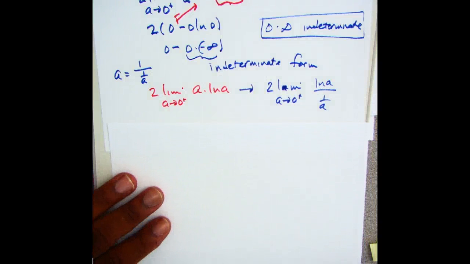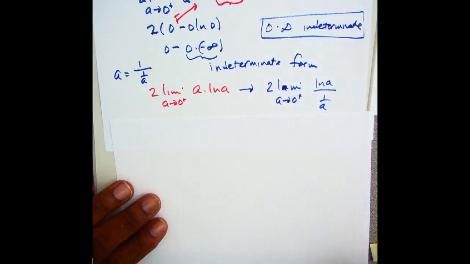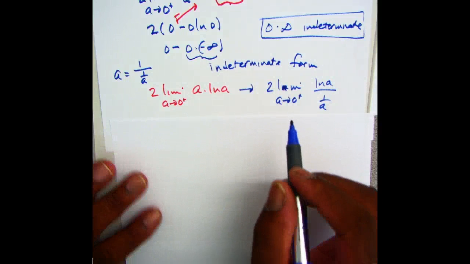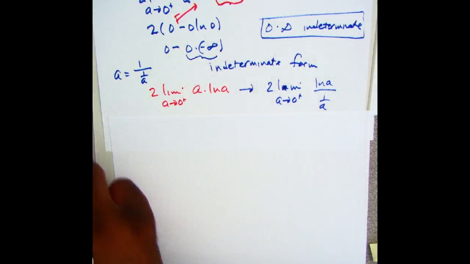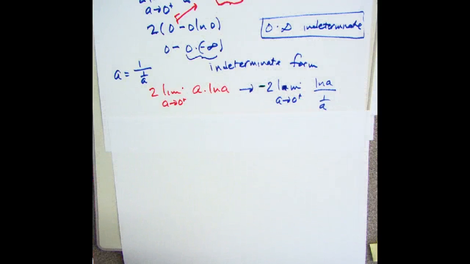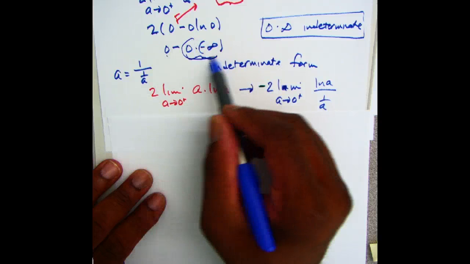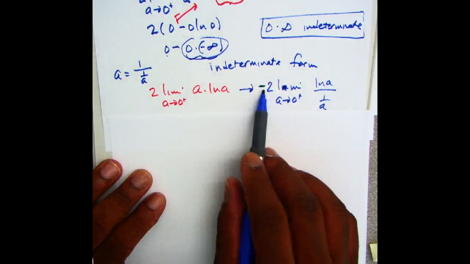So if we use L'Hopital's, I'm sorry, but I made a mistake earlier. This right here is a negative. Does anyone know why that's negative? Because it's 0 minus that. So it's 0 minus the limit here. So that's why that's a -2 now.